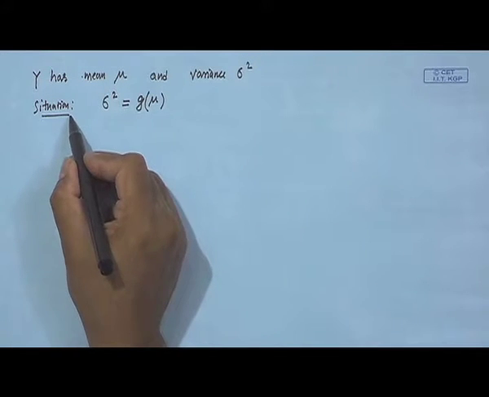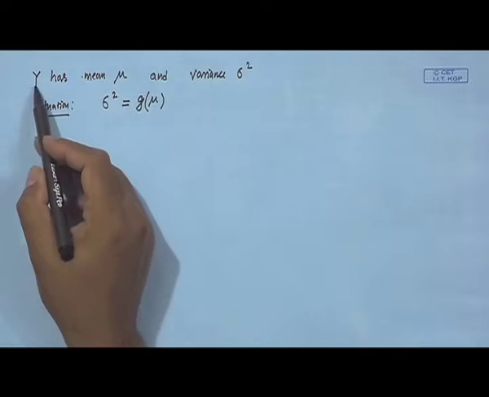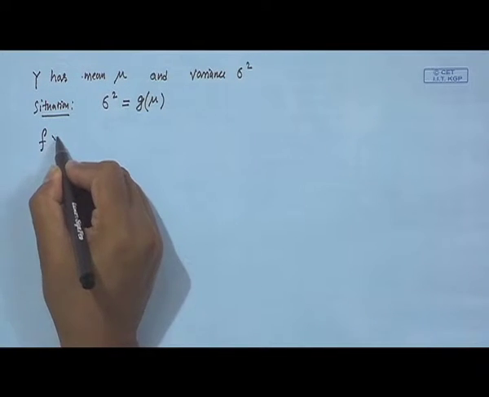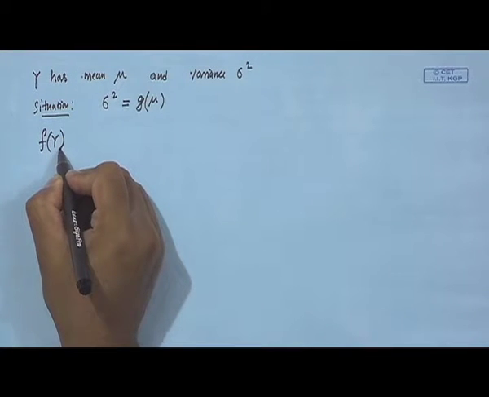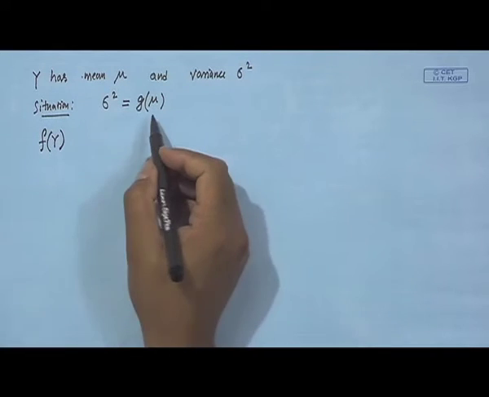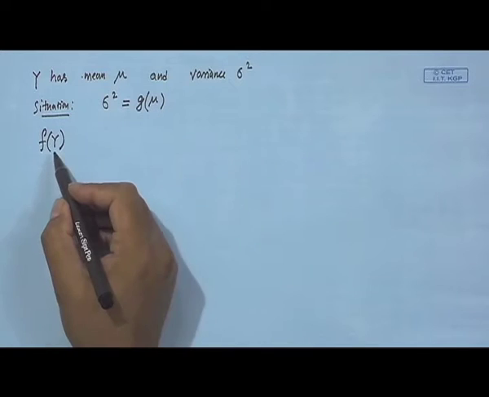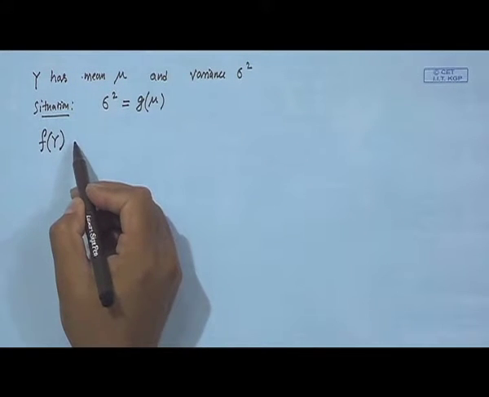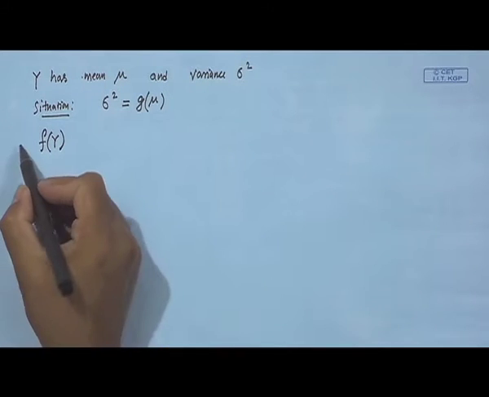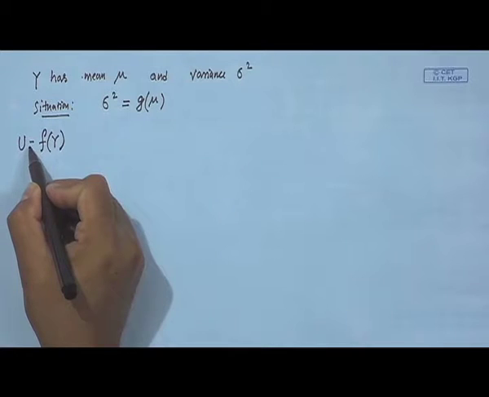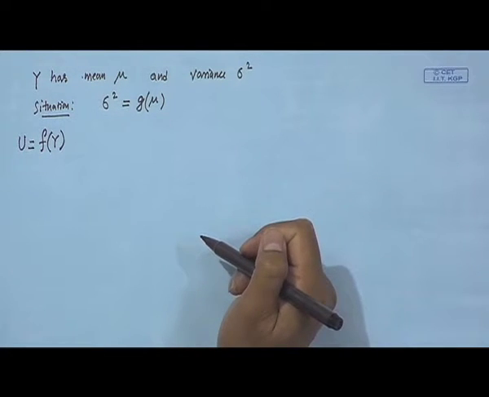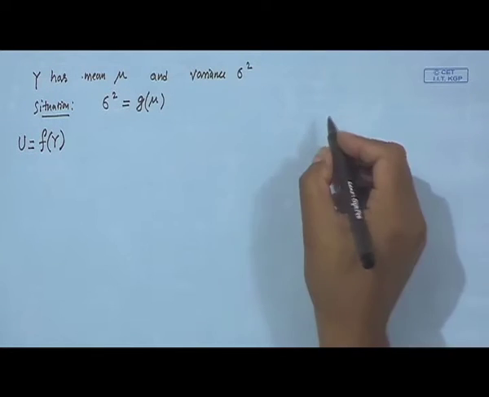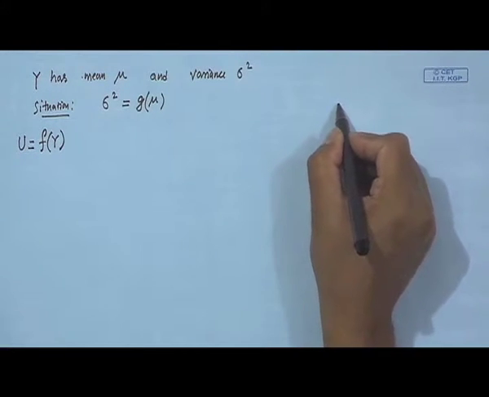Okay. So, depending on this g, we will try to find a transformation on y, say call it f of y, such that the variance of f of y is constant, it does not depend on mu. Okay. So, how to find this transformation f on y, so that the variance of f of y is constant? Well, so you call it u equal to f of y. Now, let me talk about a Taylor series.